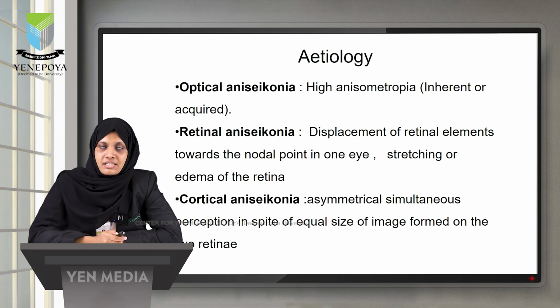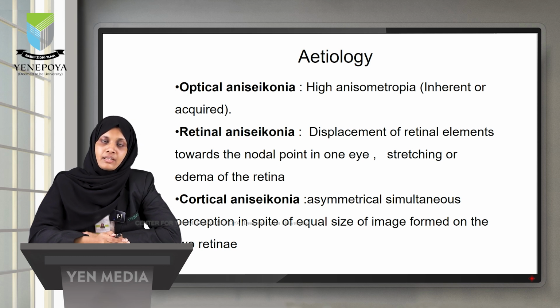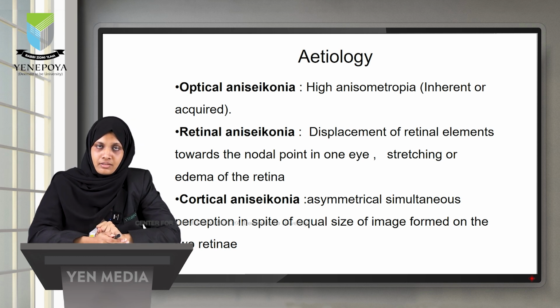Optical aniseikonia may occur as inherent or acquired due to the high power of anisometropia. Retinal aniseikonia means stretching or edema of the retina or displacement of the retinal elements toward the nodal point of one eye. Cortical aniseikonia means the image captured by the retina is the same, but the brain perceives it as an unequal image. That is cortical aniseikonia, related to the brain.